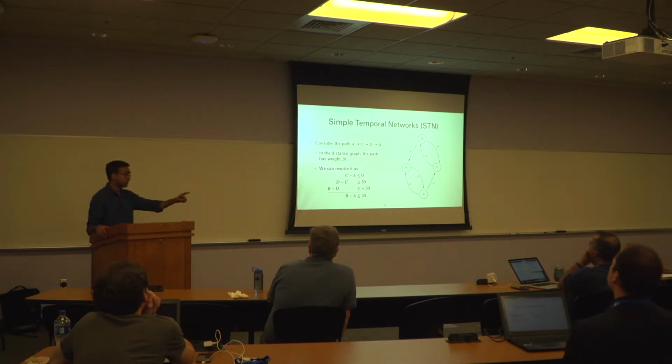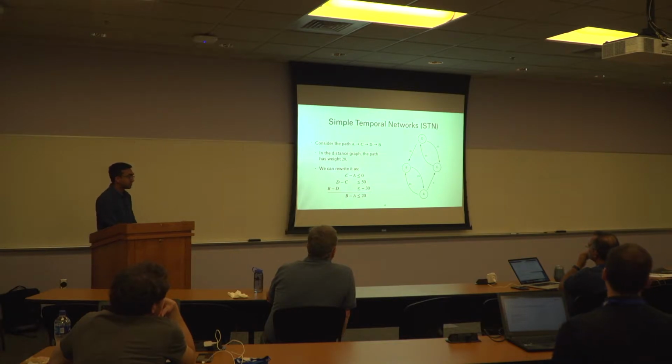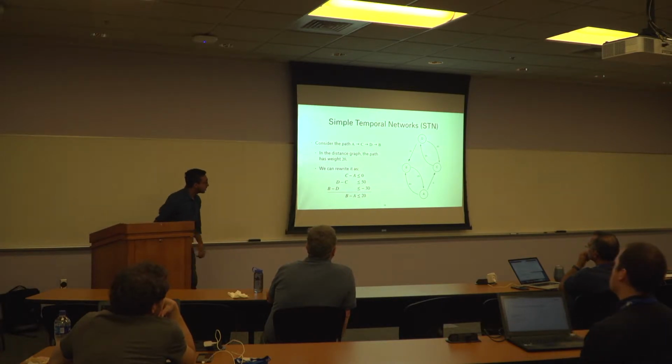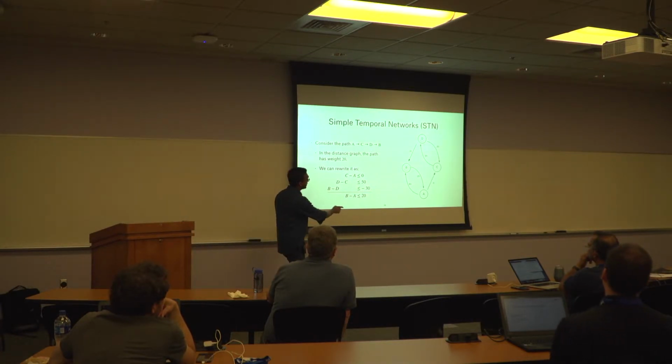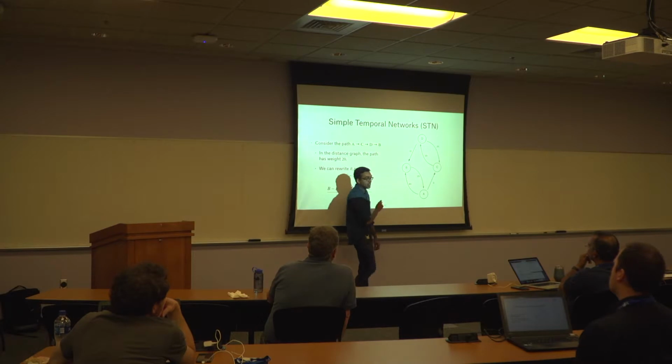So this is, yes, question? Sorry, why does the path have weight 20? Yes, so that's because we take A, C, D, B, and here 0 plus 50 minus 30 is 20.